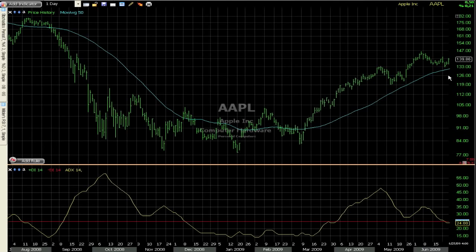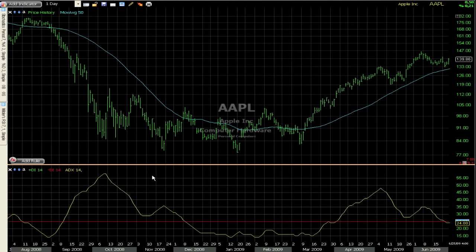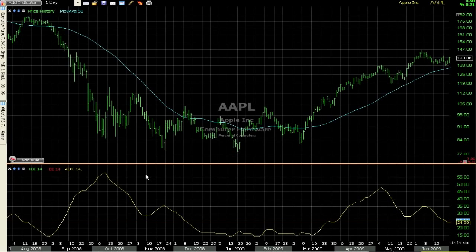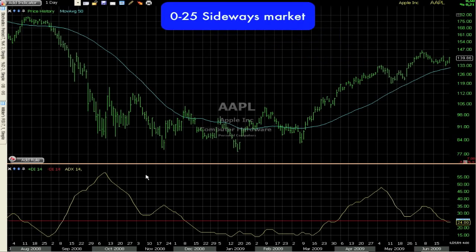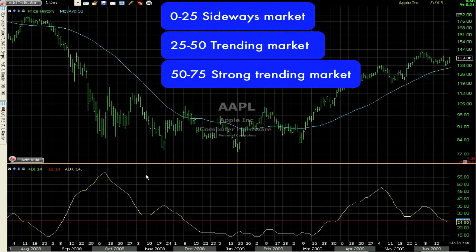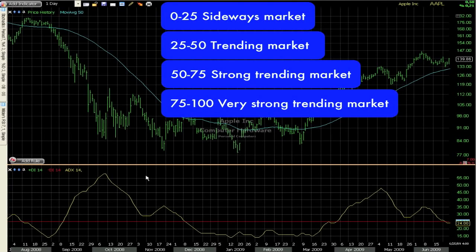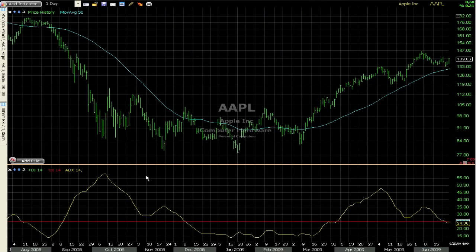ADX is calculated by using a moving average of price expansion over a specific period. The default setting is 14, the same one as I've chosen here. But you can of course change this so it suits your style and time frame. ADX oscillates between 0 and 100, where readings above 60 are rare. It is therefore important to split up the values into categories so you can rate the strength of a trend. 0 to 25 sideways market, 25 to 50 trending market, 50 to 75 strong trending market, 75 to 100 very strong trending market. So we now know that ADX tells us the strength of a trend.